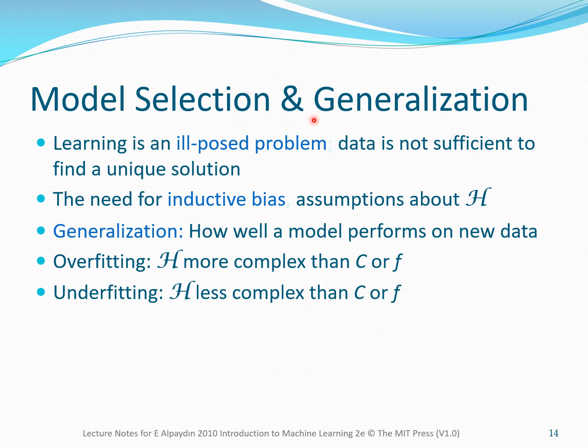Model selection and generalization, as follows. Learning is an ill-posed problem. The data is not sufficient to find a unique solution. There is a need for inductive bias, assumptions about H, and generalization is how well a model performs on new data. Overfitting says H is more complex than C or f. Underfitting says H is less complex than C or f.